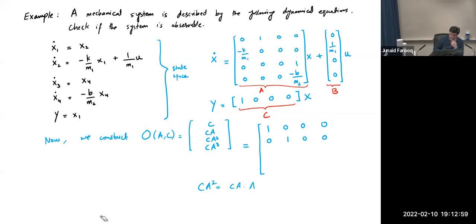In this case, it's going to pick up the second row, which is minus K over M1 and all zeros. Now if we multiply this again with A, it's going to pick up the first row but multiplied with minus K over M1. So that's the observability matrix.